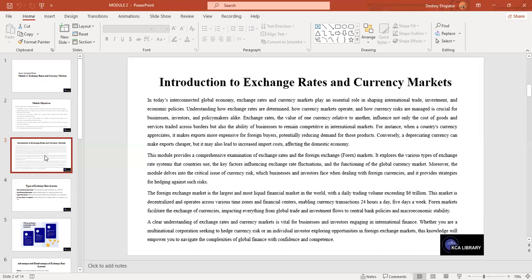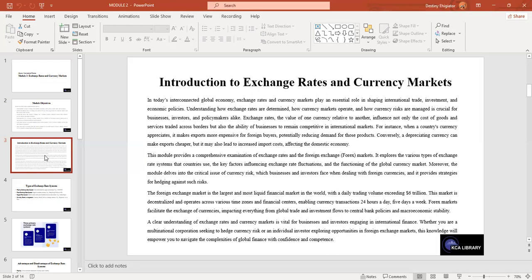Exchange rates, the value of one currency relative to another, influence not only the cost of goods and services traded across borders, but also the ability of businesses to remain competitive in international markets. For instance, when a company's currency appreciates, it makes exports more expensive for foreign buyers, potentially reducing demand for its product. Conversely, a depreciating currency can make exports cheaper, but it may also lead to increased import costs, affecting the domestic economy.